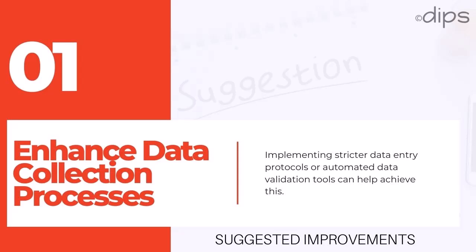As we wrap up this project, it's important to consider how we can continue to refine our processes and improve our outcomes. Let's explore a few suggested improvements that could enhance your future analyses. One of the first areas for improvement is enhancing our data collection processes. By minimizing missing values from the outset, we can reduce the time spent on data cleaning and ensure our analyses are based on complete, accurate data. Implementing stricter data entry protocols or automated data validation tools can help achieve this.